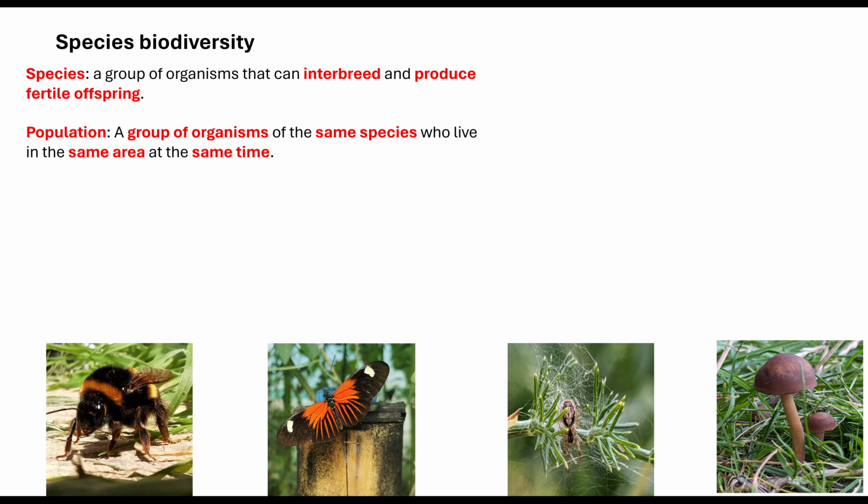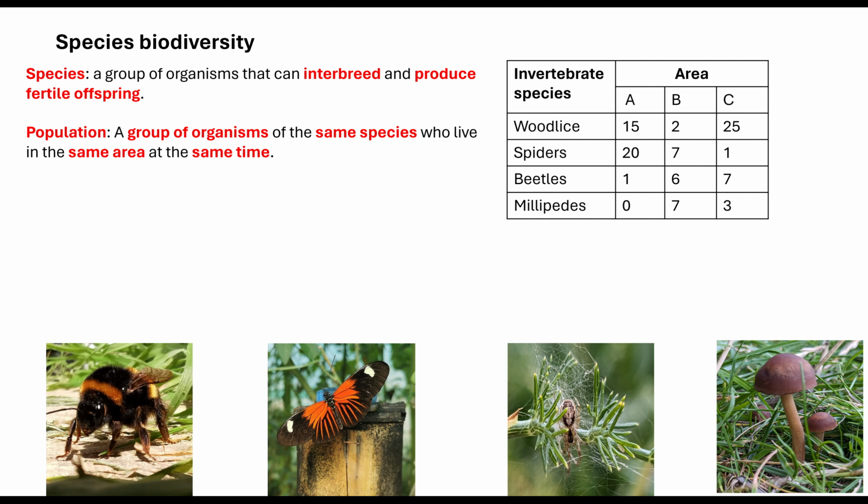Now, a species, remember, is a group of organisms that are able to interbreed and produce fertile offspring. So do make sure you know your definitions. A population is a group of organisms of the same species who live in the same area at the same time. So if we were looking at three different areas, area A, area B, area C, and we wanted to look at the different invertebrate species that are present in that area, we would do a sampling of the area and we would collect the data.